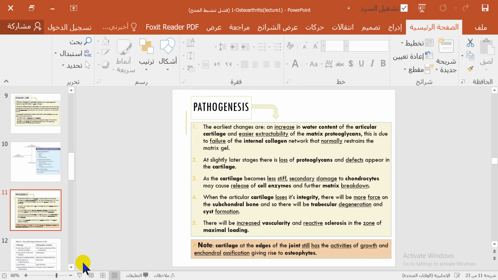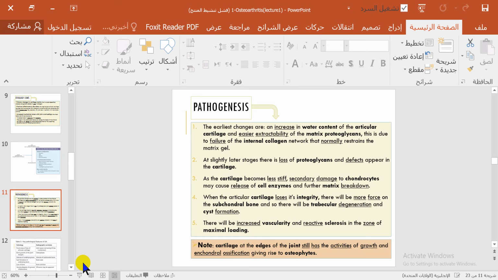As the cartilage becomes less stiff, secondary damage to the chondrocytes may cause release of cellular enzymes and further matrix breakdown. When the articular cartilage loses its integrity, there will be more force on the subchondral bone, and so there will be trabecular degeneration and cyst formation in the subchondral bone. And there will be increased vascularity and reactive sclerosis in the zone of maximum loading.